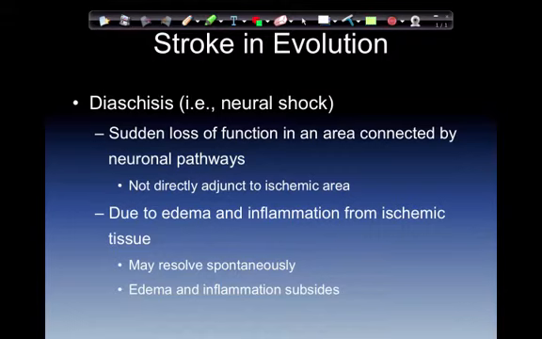Stroke evolution. Diaschisis or neural shock, sudden loss of function in an area connected by neuronal pathways, not directly adjacent to the ischemic area. It's due to edema and inflammation of ischemic tissue, may resolve itself spontaneously, and is generally caused from edema and inflammation which subsides. That's why it resolves all by itself.